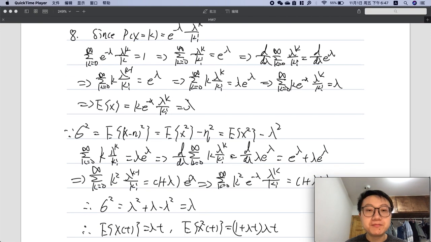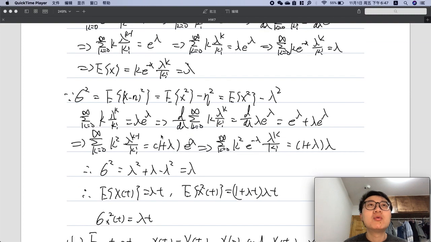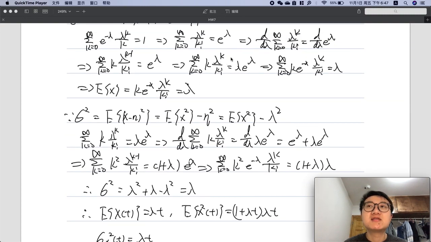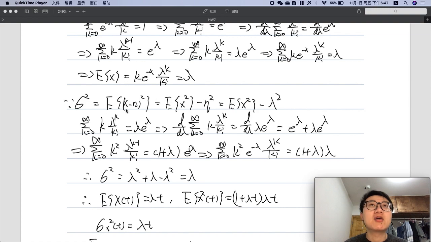Well, the last part of the question is how to calculate the variance of this process. Actually, we have no need to calculate this because we already know the result is also equal to lambda. And if we want to do the calculation, it is the same procedure we did before; after some differentiation, we can get the result.